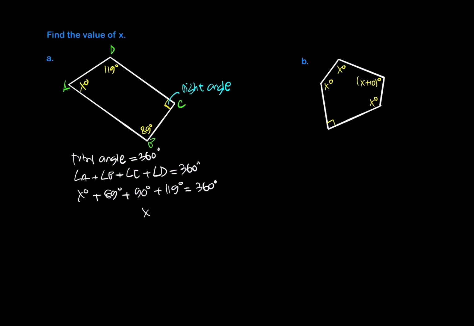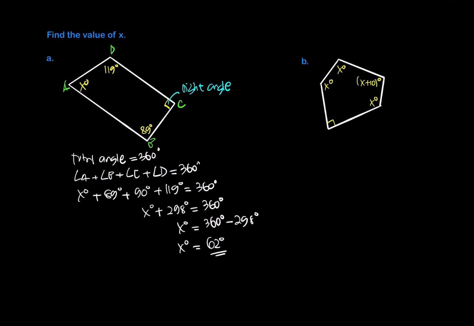Now this is X plus 179, I mean, then this is going to be 298 equals 360 degrees. So this is 360 minus 298, so this is going to be 62 degrees.